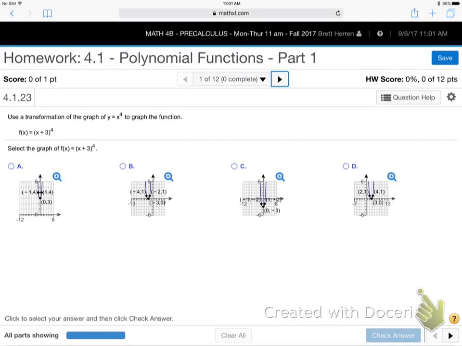Right, so this is section 4.1. Let's do what we can for 25 minutes. So how do you graph? Now it's more of this graphing stuff. It's a good little refresher for what you're about to test on.